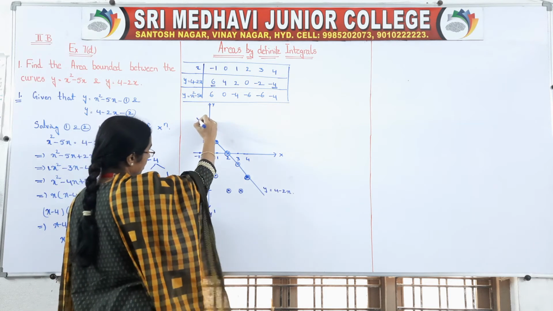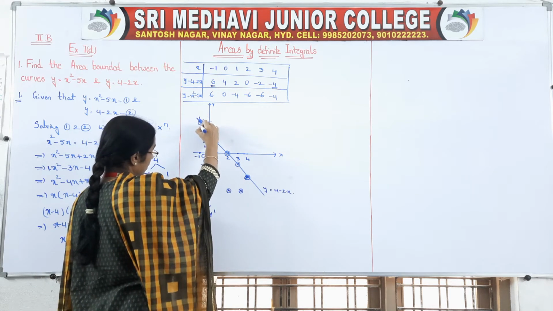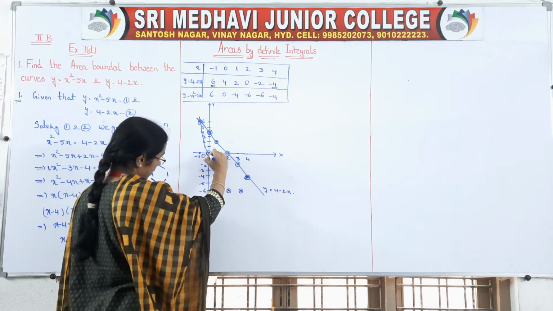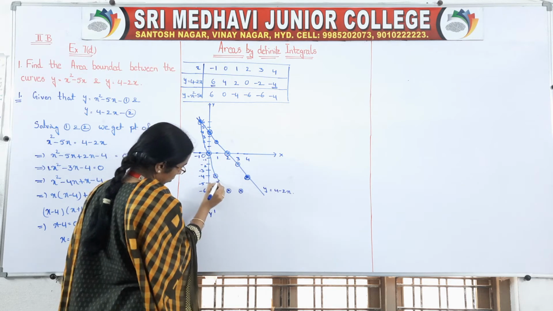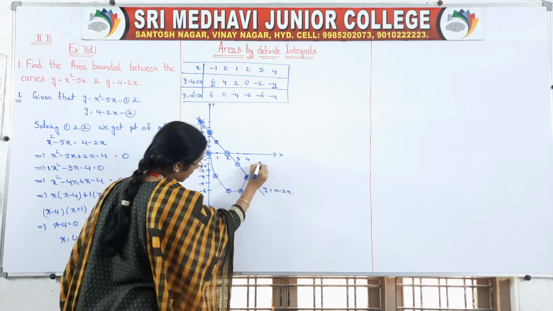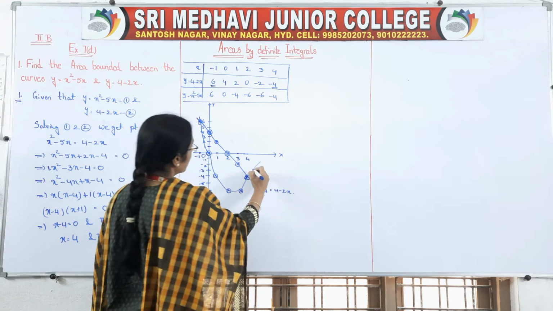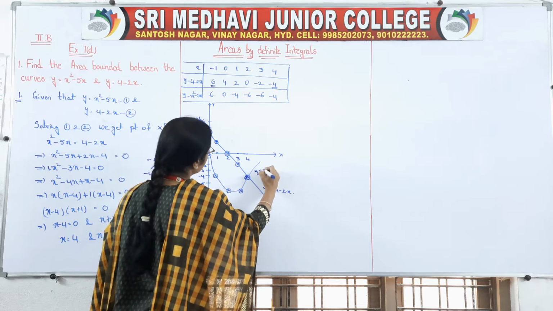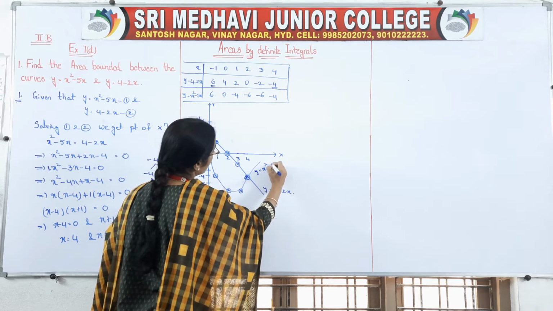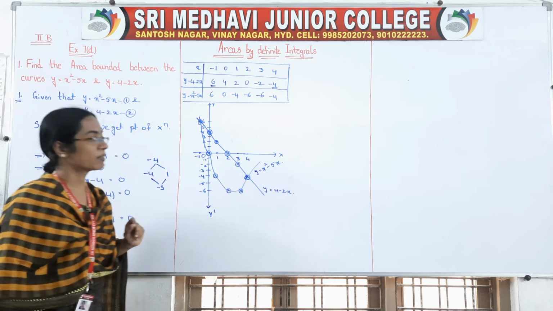So join these points, right. From here it is a curve, a free hand curve you have to draw, right. So this is the curve. This curve equation is y is equal to x square minus 5x.